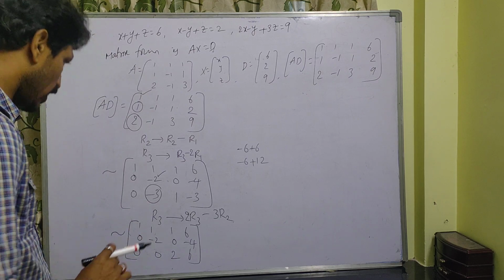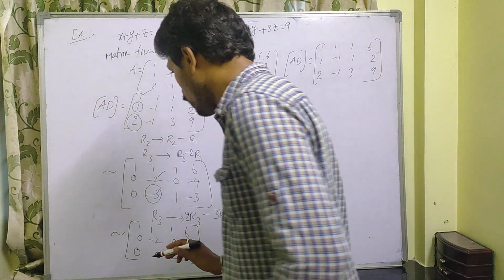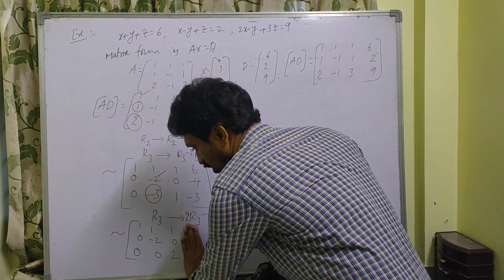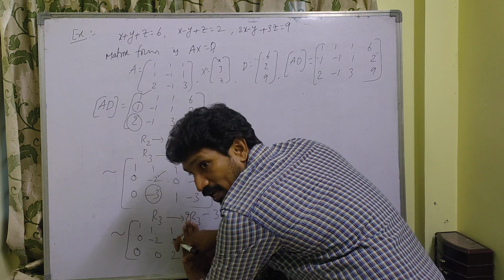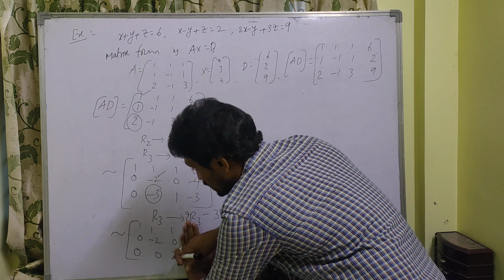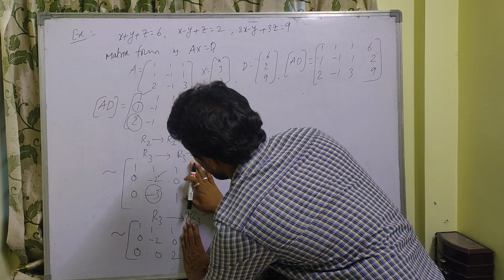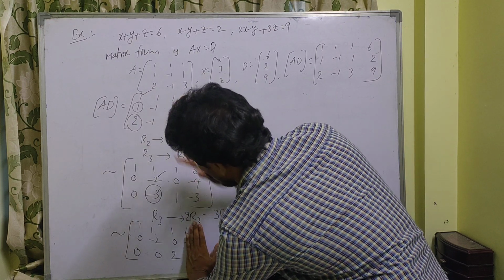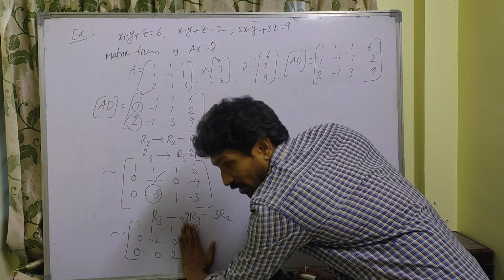After converting into echelon form, now you observe the rank of A. How can you say the rank of A? Just close the last column, then it will be nothing but matrix A. So matrix A means close this one, it is matrix A. Close this one, it is matrix A. Close this one, it is matrix A.